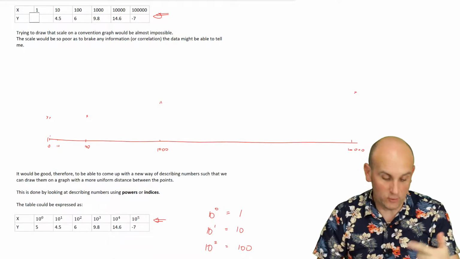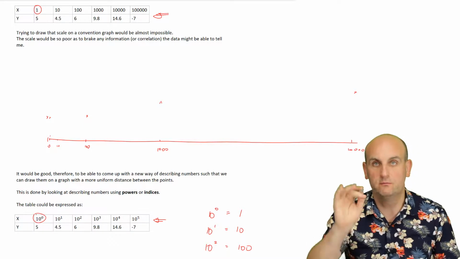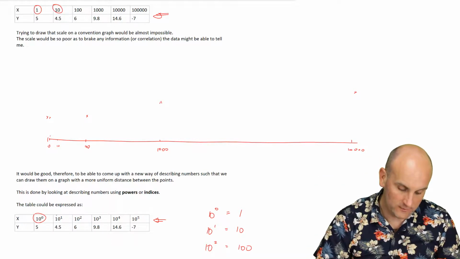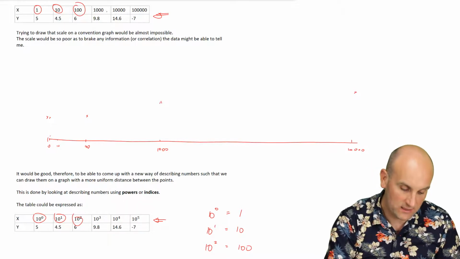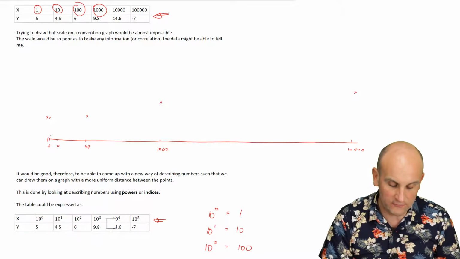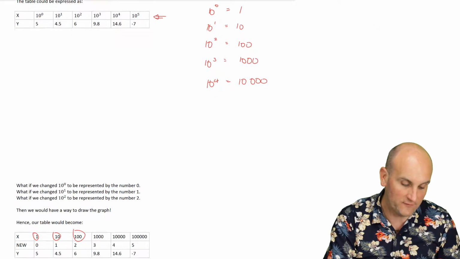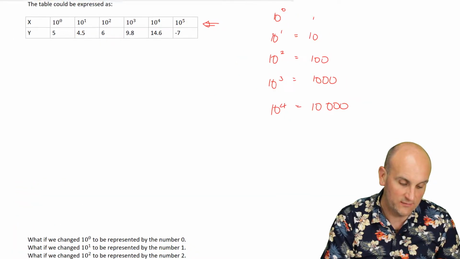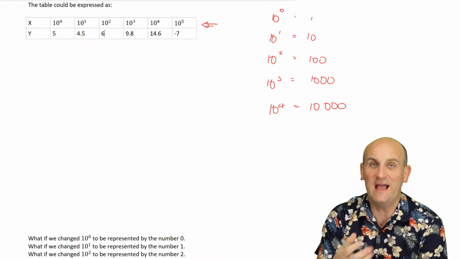And so, checking this with the table above, we said that 1 could be written as 10 to the power of 0, tick. We said 10 could be written as 10 to the power of 1, tick. 100 could be written as 10 squared, 1,000 as 10 cubed, and so it goes on. So what I've now done is I've taken my table and effectively just renamed the x values: 10 to the power of 0, 10 to the power of 1, 10 to the power of 2. But again, that hasn't made it any better.